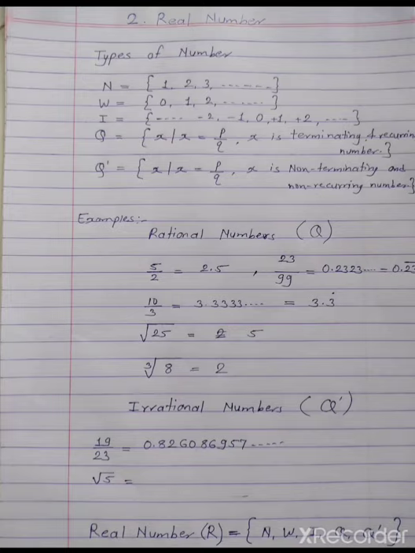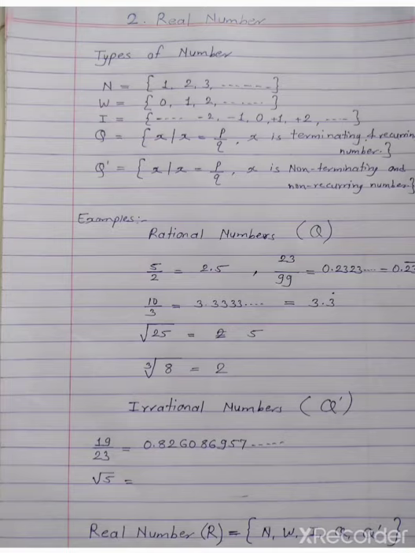So if we take all these numbers in one set, natural, whole numbers, integers, rational and irrational numbers, then all these numbers are called real numbers, which is denoted by capital R. Now in this video we will work with only rational numbers. So let's solve some examples.